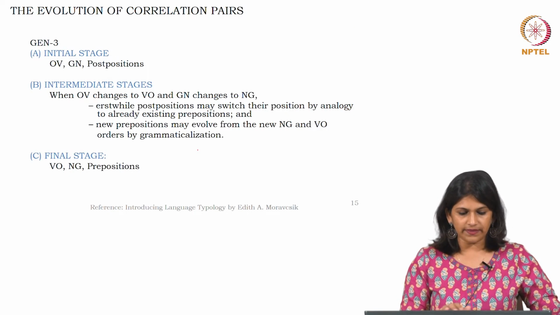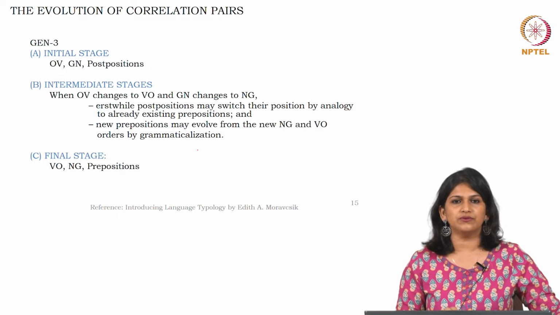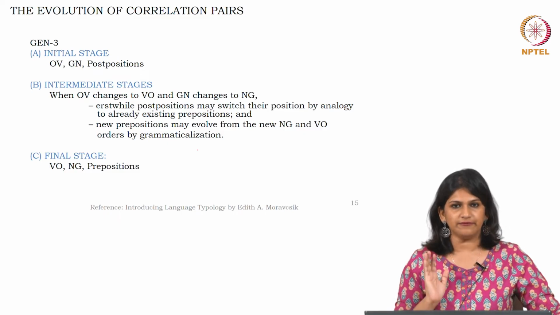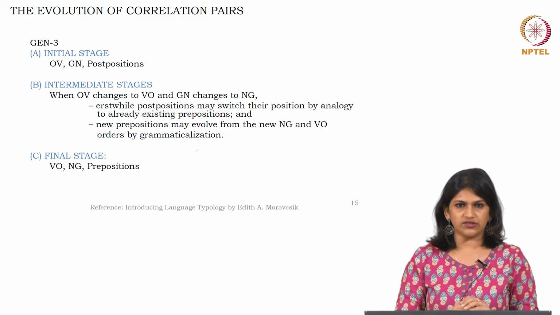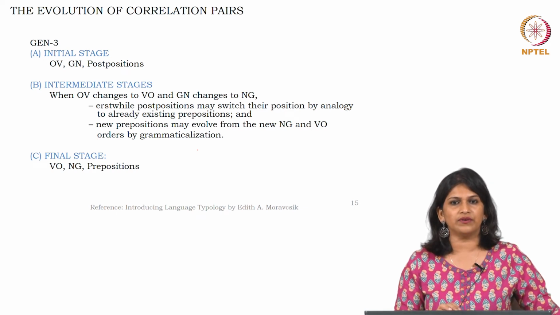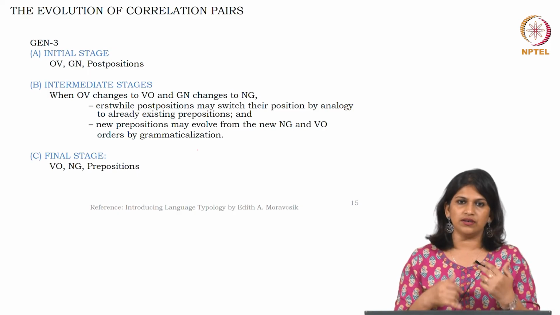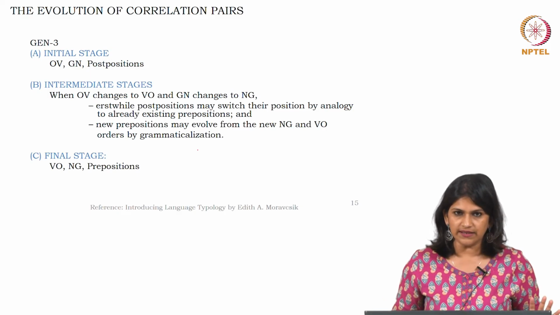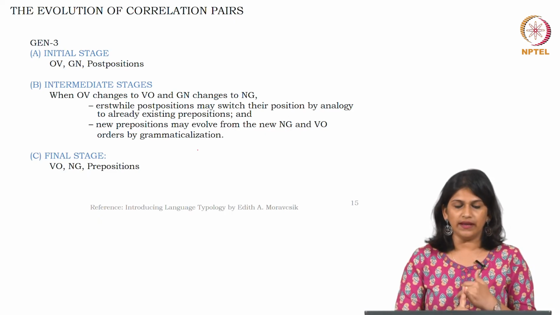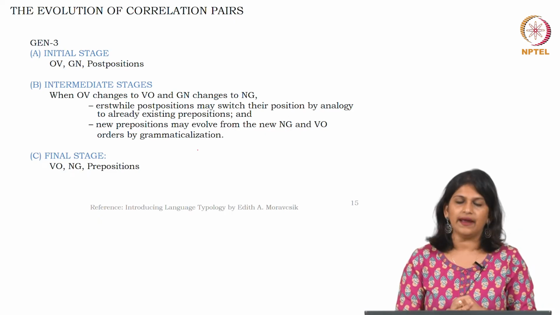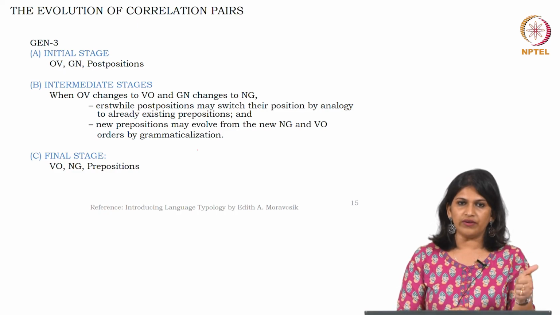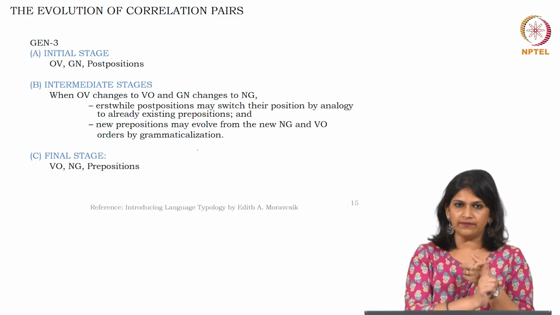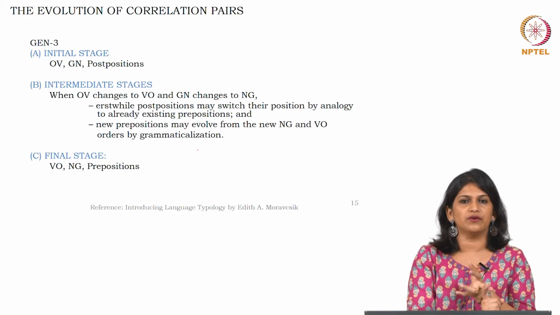Okay. So, on this note, let us move to the next set of generalizations, and these generalizations would be based again on the initial, intermediate and final stage. So, the initial stage would be OV, GN and then the postposition. So, the OV form is older, GN form is older and postposition form is older.